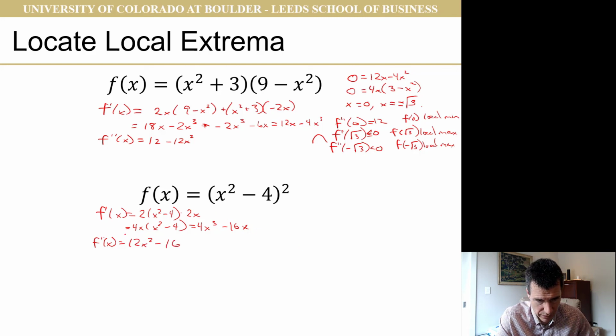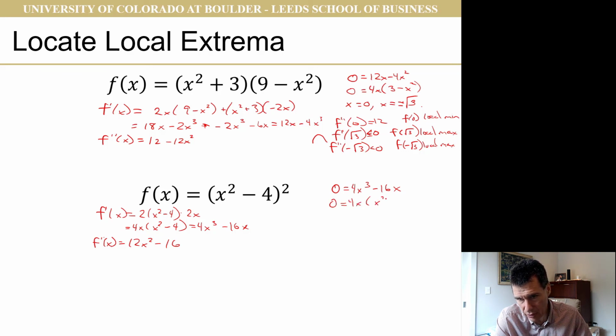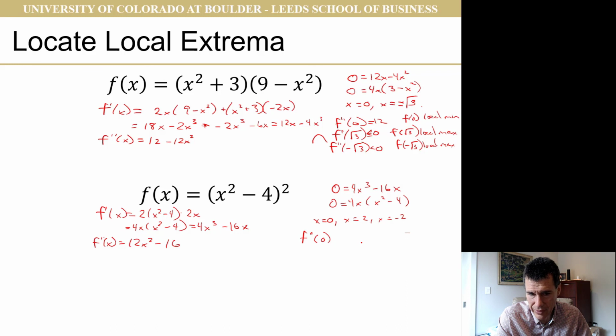Find the critical numbers. Set the first derivative equal to 0. 0 equals 4x cubed minus 16x. Factor out 4x, 0 equals 4x times x squared minus 4. So x equals 0, x equals 2, x equals negative 2. Okay, those are all my critical numbers. Calculate the second derivative, or at least the sign of the second derivative. f double prime of 0 is negative 16. Concave down means that f of 0 is a local max.